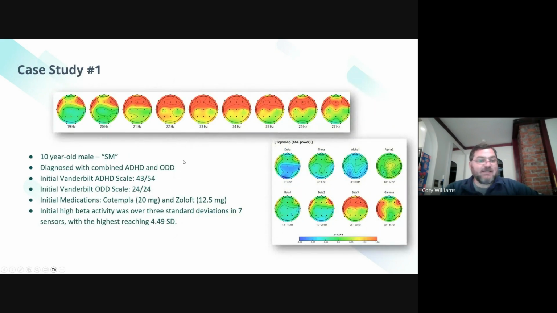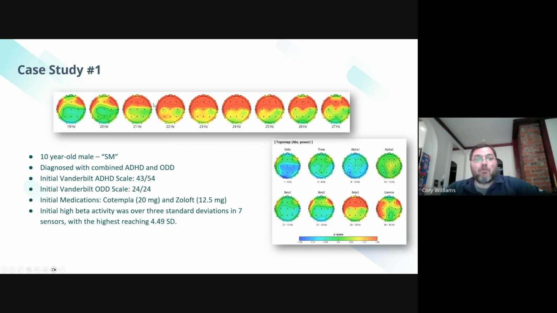So I've got a case study here, and I'm going to turn it over to Dr. Kazem to talk a little bit about some of the medication choices, but I'll give you the background here. So we had a 10-year-old. He comes in, he's diagnosed with ADHD and ODD. His initial Vanderbilt ADHD scale is quite high, 43 out of 54. His ODD scale is through the roof. It's 24 out of 24. And he came in on both Cotempla and Zoloft.